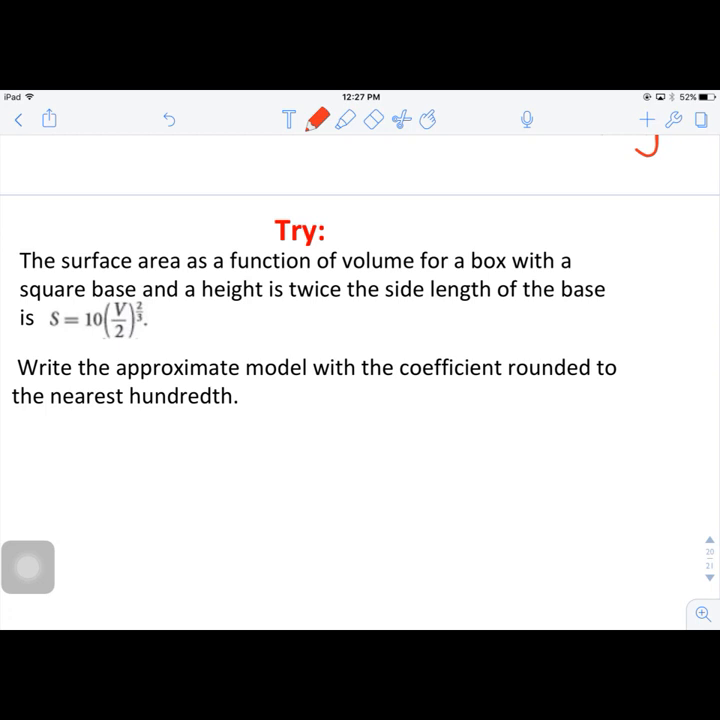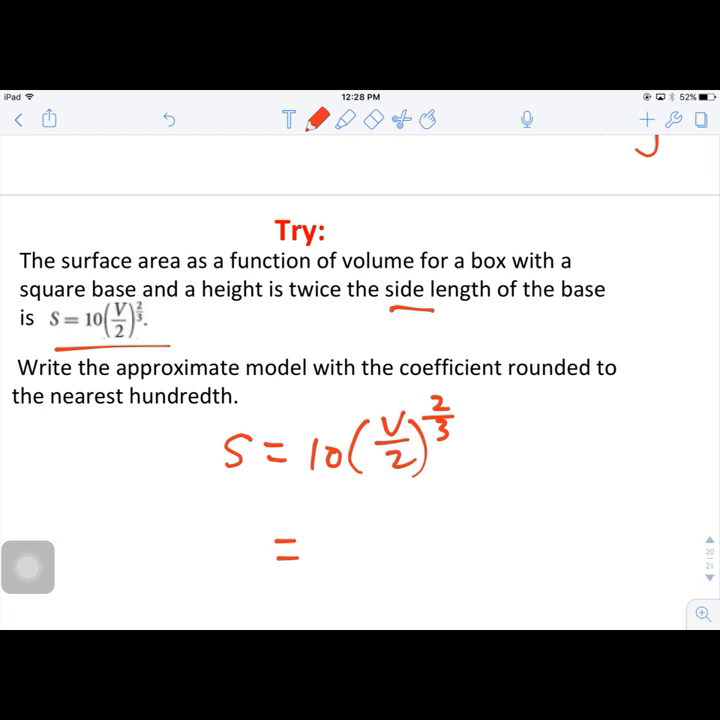The surface area as a function of volume for a box with a square base and a height twice the side length is given by this formula. So we're going to rewrite the formula down here. It says write the approximate model with the coefficient rounded to the nearest hundredth. So we want the volume to be separated by itself. So keep in mind that we're going to want to isolate that V.